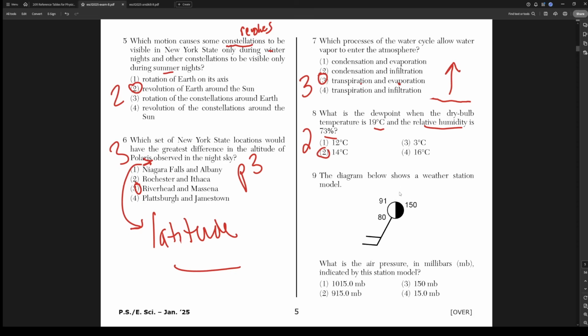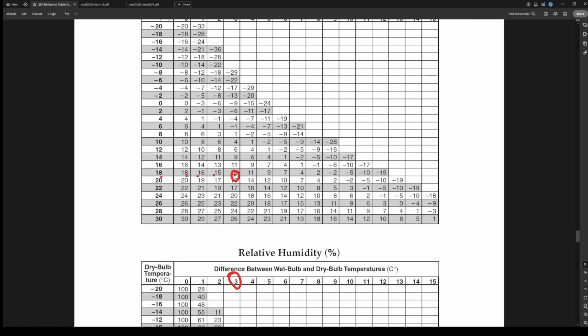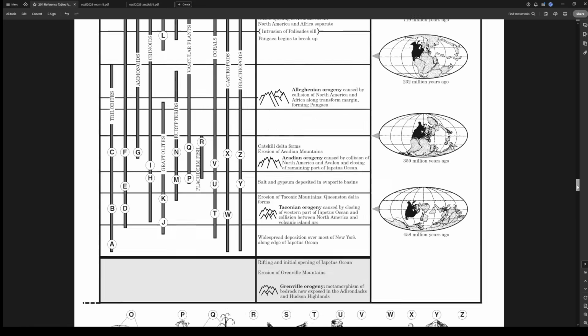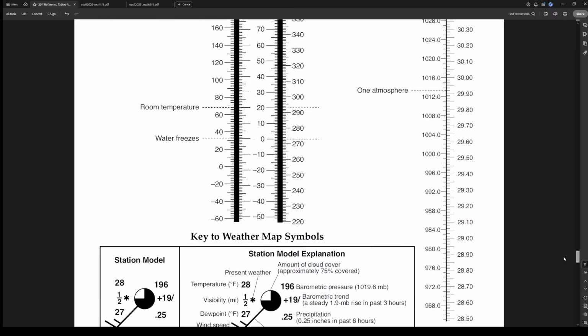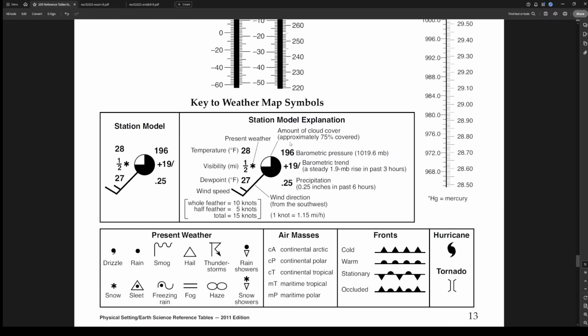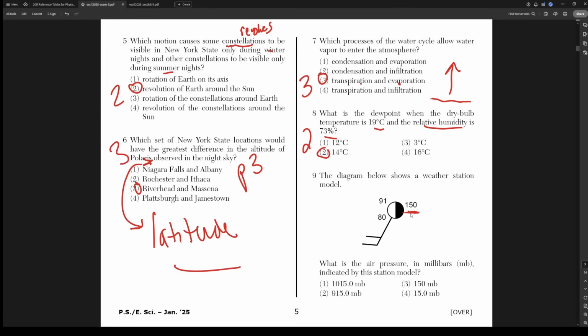Number 9, the diagram below shows a weather station model. So what is the air pressure in millibars indicated by the station model? So for this is air pressure. Now, if you didn't know that that was the air pressure, you can go on the reference table and go to your station model cheat sheet, which is right here, and know that the top right-hand corner is barometric pressure, which is the air pressure, and it's 150.